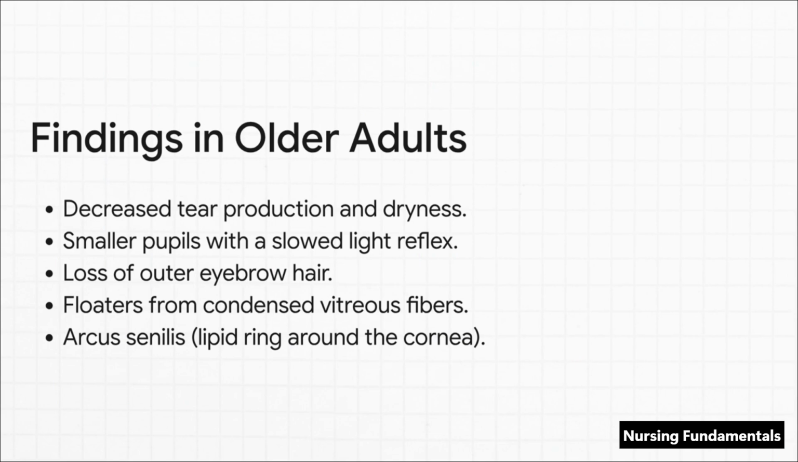Their eyes might be a bit drier because they make fewer tears, their pupils might be a bit smaller, or react a little slower. They might lose some eyebrow hair on the outside, and those annoying little floaters they complain about, usually just the vitreous humor clumping up. The big takeaway here is knowing that these are just signs of a well-used eye, not necessarily a diseased one.